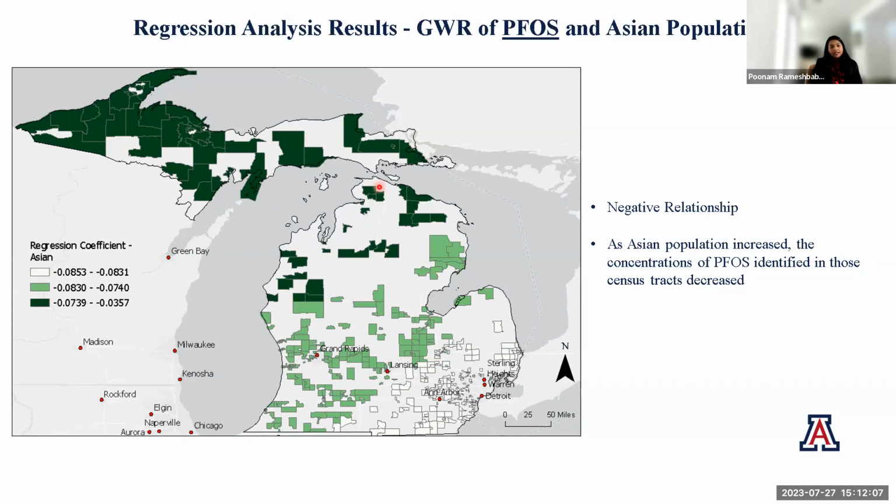And the last map is PFOS and Asian population results. They show a negative regression coefficient. So as Asian population increased, concentrations of PFOS in surface water decreased. And there is an east to west trend in the data, meaning that the western part of the state had a stronger local relationship between the two variables again.